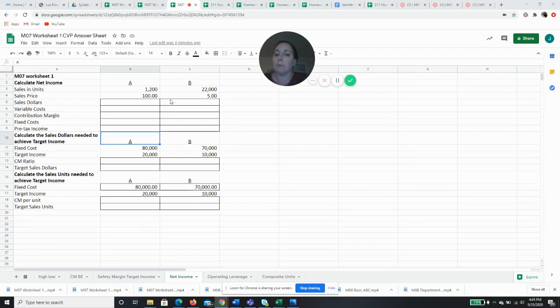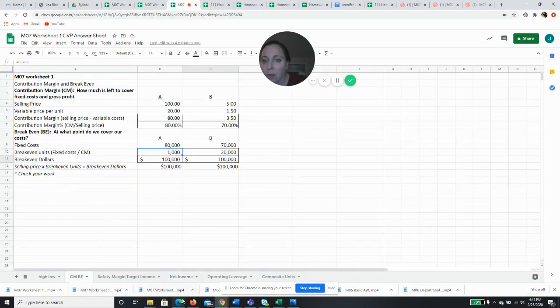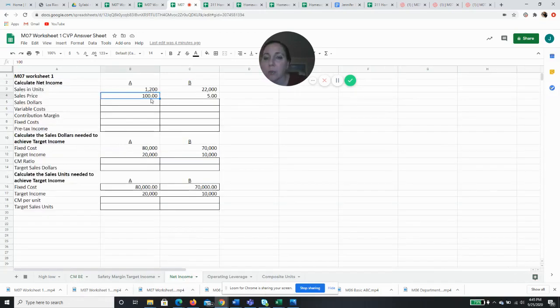All right, so here we have a situation where for product A, our sales price is 100, and we know that from previous sheets, okay? But now it's telling us we're selling 1,200 units. So our total sales are going to be $100 per unit times 1,200 units. So that's going to be $120,000.